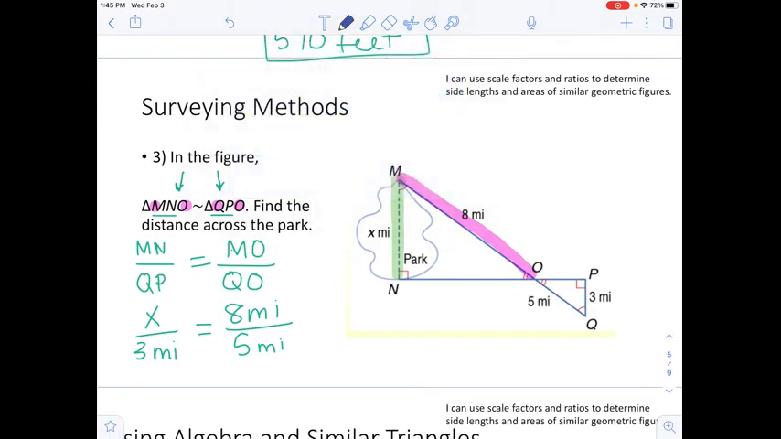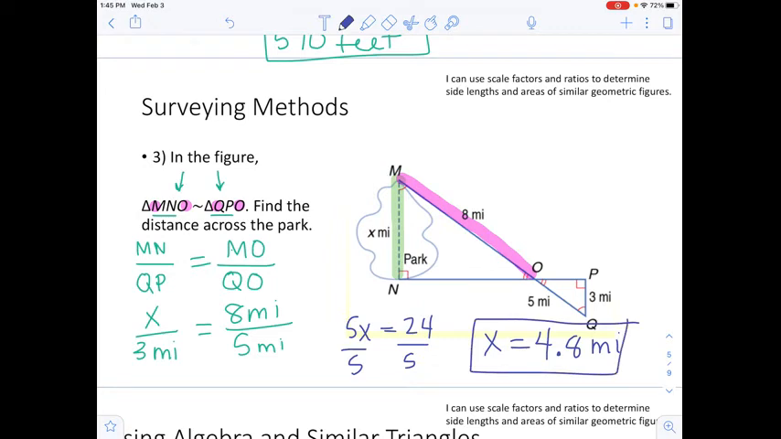So now I'm going to cross multiply. 5 times x is 5x. 8 times 3 is 24. Divide both sides by 5. And I'm left with x equals 24 divided by 5, which is 4.8 miles.